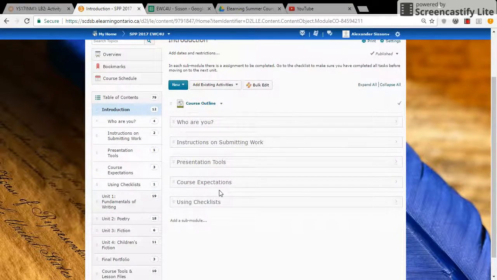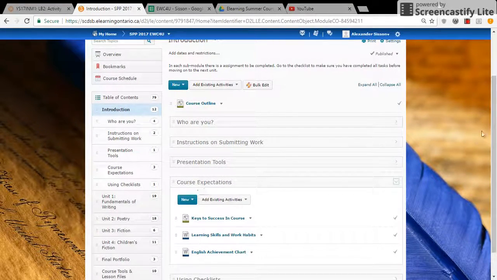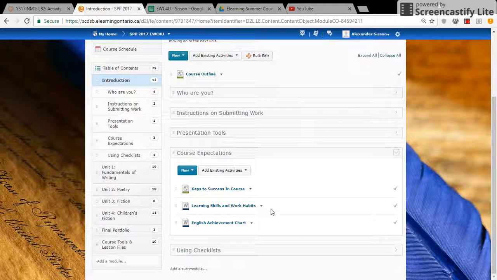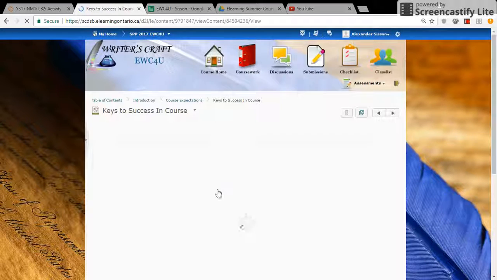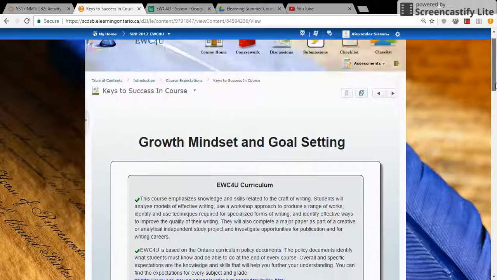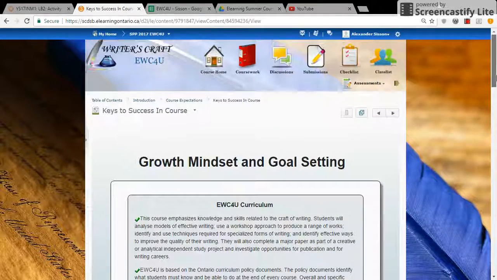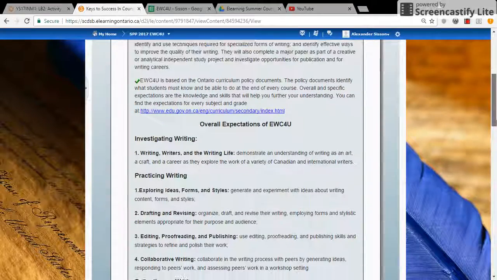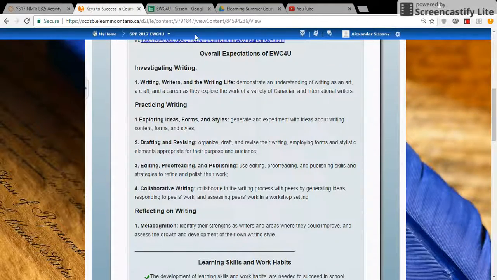And if we move further down, we have more course expectations. It is important to really take a look at this because, as it says, these are the keys to success in the course. These are your overall kind of expectations, and these are things you need to consider when you're putting together your portfolio.